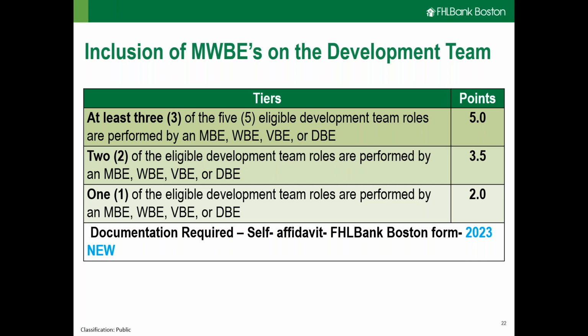In the past, it's been sometimes a guessing game because folks will enter development team members in different parts of the application. And it left a little bit too much unknown in our applications. And so we're going to be looking for that affidavit that the eligible entity, the eligible development team role firm, will be signing off on. For this section especially, check out the IP to see who qualifies.